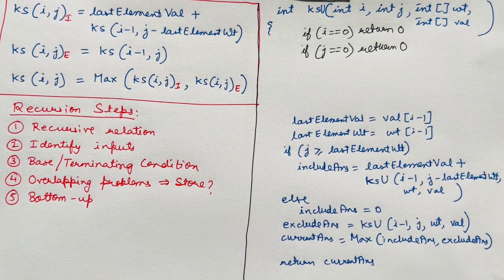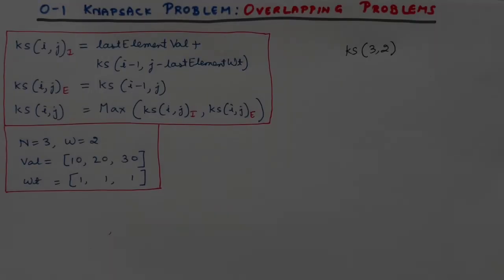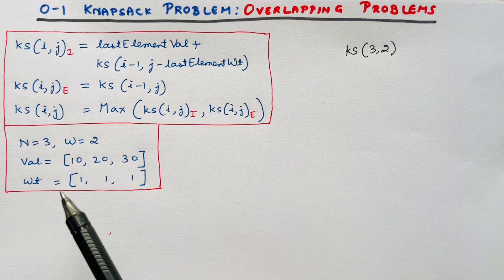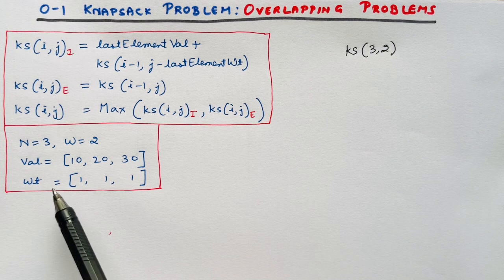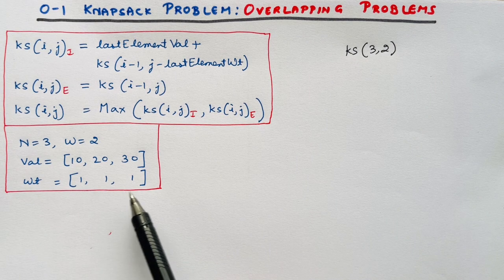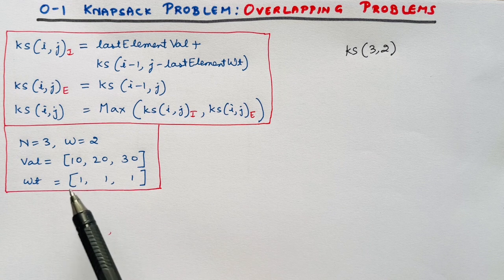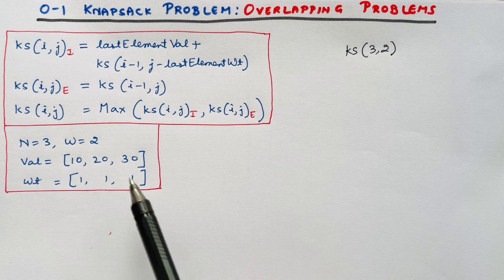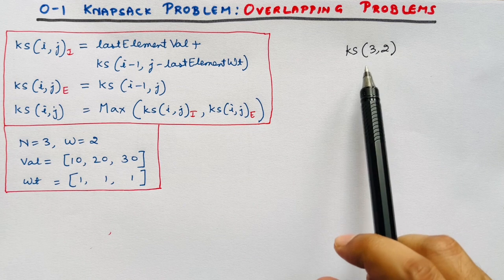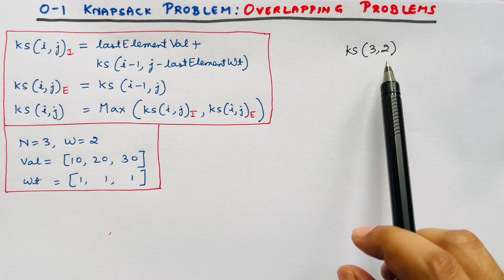Now this algorithm is complete, but it has very high time complexity. Why do we say that? Because there are a lot of overlapping problems here. How do we say that? Let us say we are dealing with this example where the weights of the three items are 1, 1 and 1 and the values are 10, 20 and 30. So initially we will have to solve for I equal to 3 and j equal to 2.